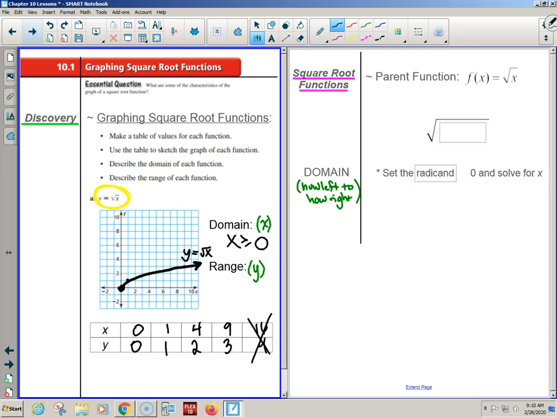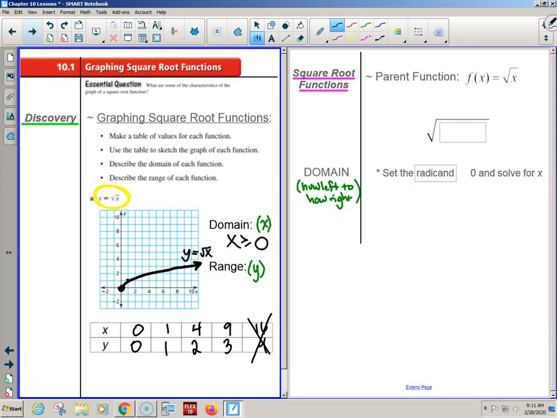So x has to stay greater than or equal to 0 for this guy. But can you come over here to this guy? I'm trying to prepare you for other stuff showing up underneath the square root. Look at 1, 2, 3, 4, 5, 6. Other stuff comes under the square root.